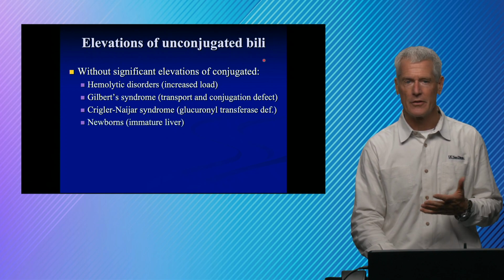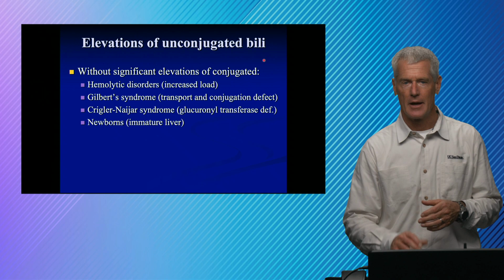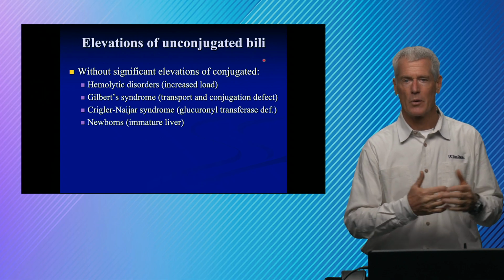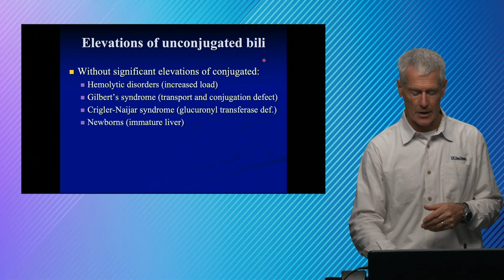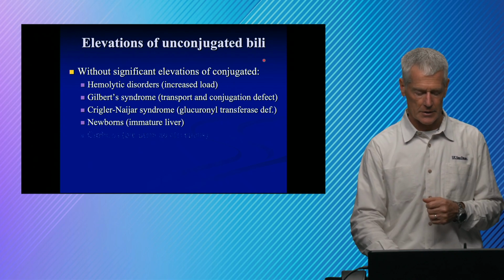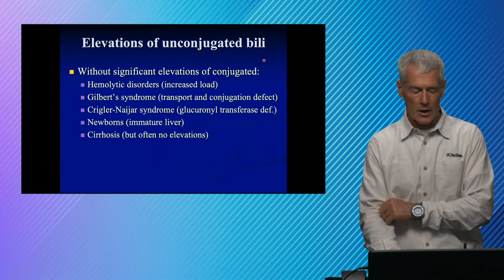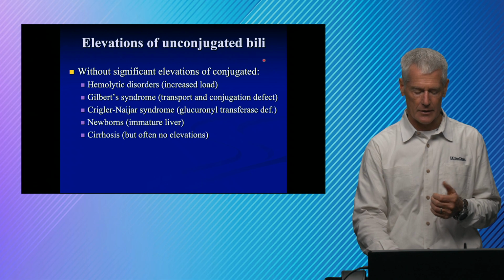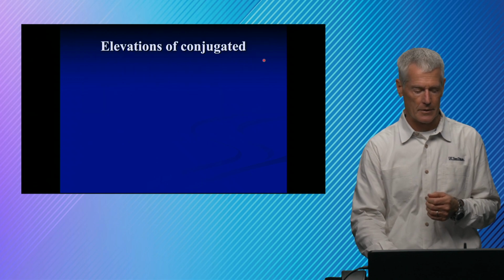Newborns don't have the synthetic capability, and again, that's what we get concerned about, and that's why they get put on bili lights, because unconjugated bilirubin can cross the blood-brain barrier and cause neurotoxicity. Cirrhosis, you can get it in cirrhosis, but it doesn't always happen.